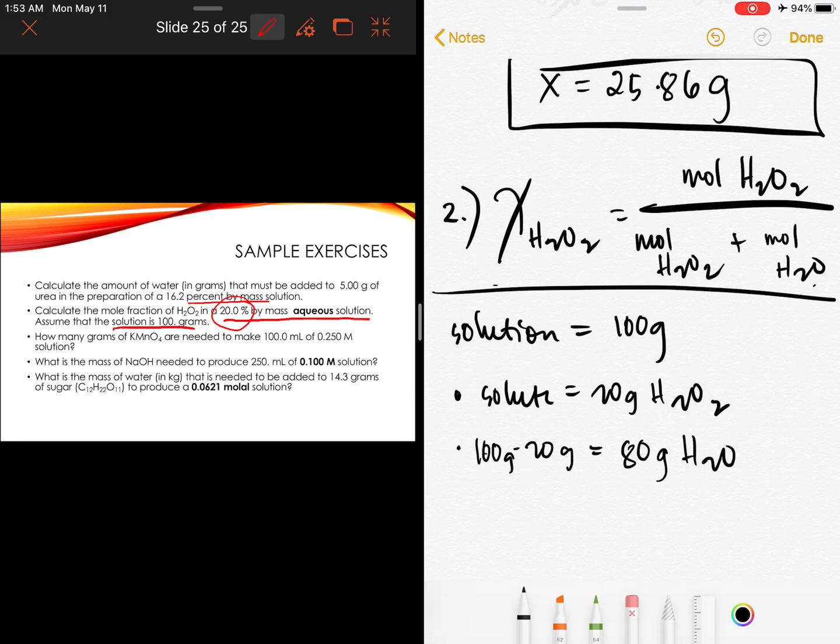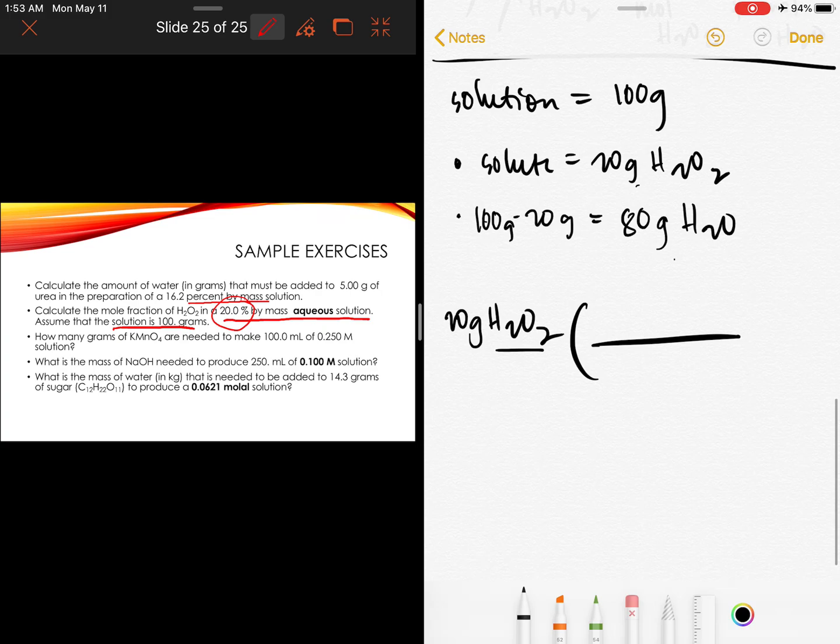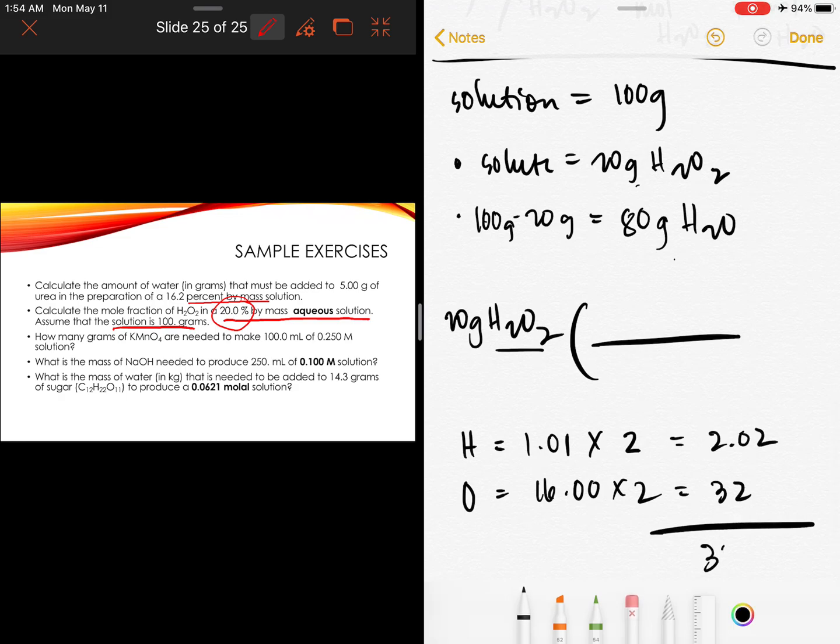Now this is the formula. All you have to do is to substitute the values. However, in this case, the values are still in grams, so we still have to convert them into moles. So 20 grams of hydrogen peroxide, let's convert it to moles. Get the molecular weight of this compound. So in this case, hydrogen is 1.01, multiply that by 2. Oxygen is 16.00 multiplied by 2. This is 32, and this is equal to 2.02. So the sum is 34.02 grams per mole.